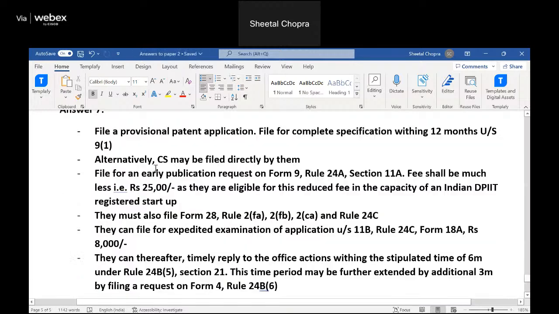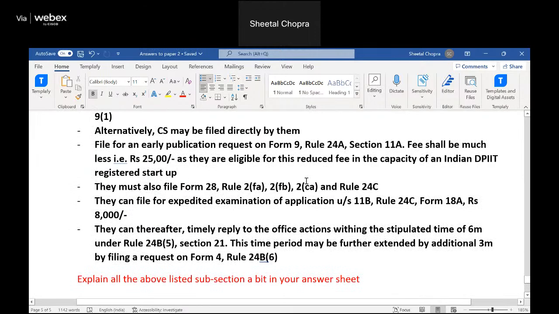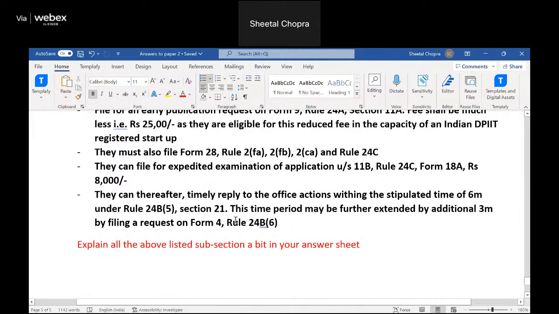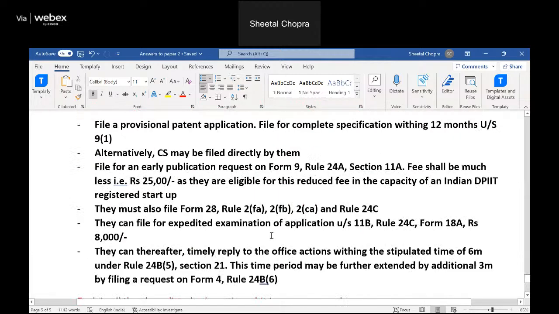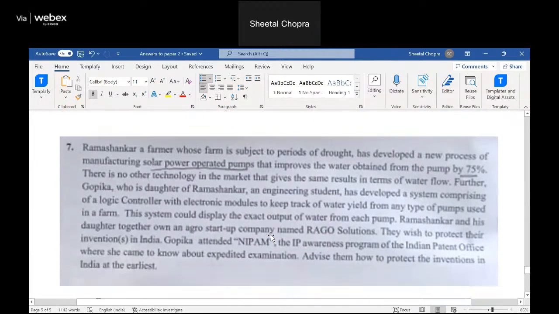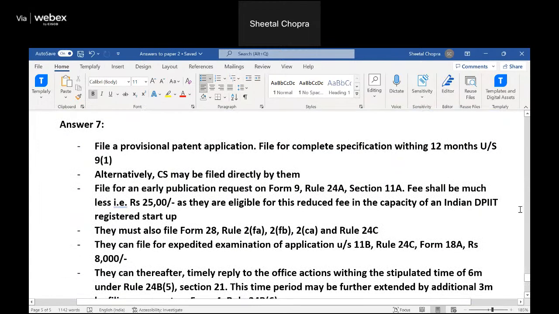So these are the relevant rules and sections that should have been provided as the answer, set in your own words, and I could explain them in more detail. So, okay, I think this was the last question and this was the answer.